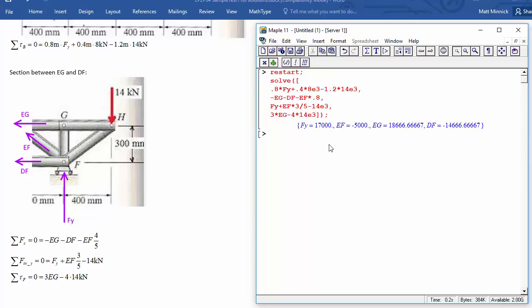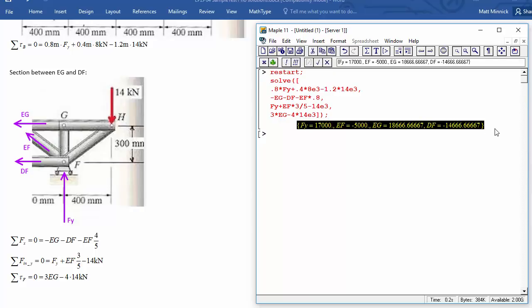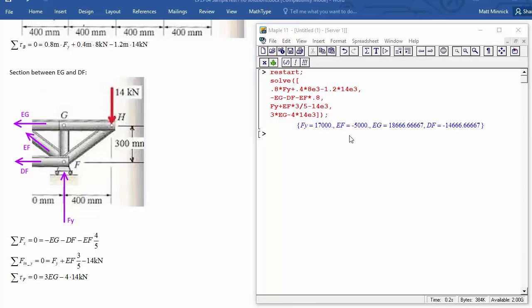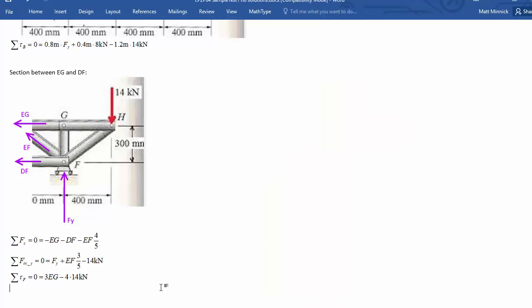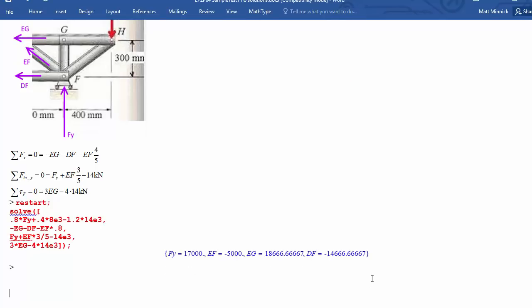So we've got Fy is 17K, that ended up being positive. EF is negative 5K, so EF was in compression. EG is fairly large, it's like 19K, and it's pulling over to that side. And DF is in compression as well, that's pushing back in the other way by about 15K. So that's the solution we got using probably the fastest way to do this, which is method of sections.